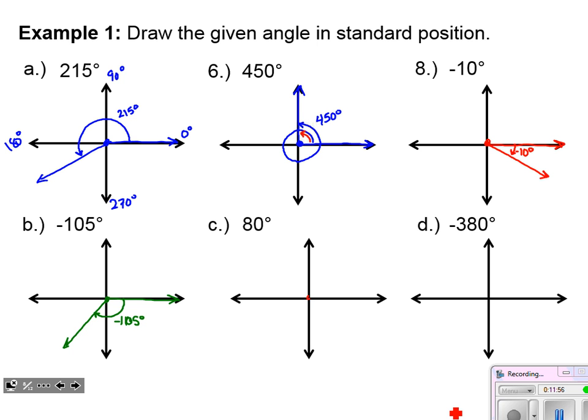Next one, letter C. Initial side, 80 degrees. I'm almost getting to 90 degrees. There's my angle. And the last one, letter D, negative 380 degrees. I go a full circle in the negative direction and then 20 degrees further. There we have it. So we have all of our angles practiced. What quadrants should we end up in? Getting used to those benchmarks and how that terminal side moves as it rotates either clockwise or counterclockwise.